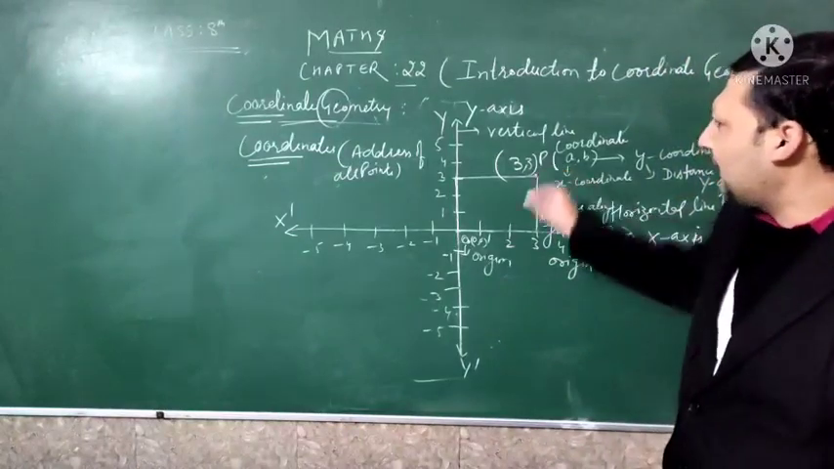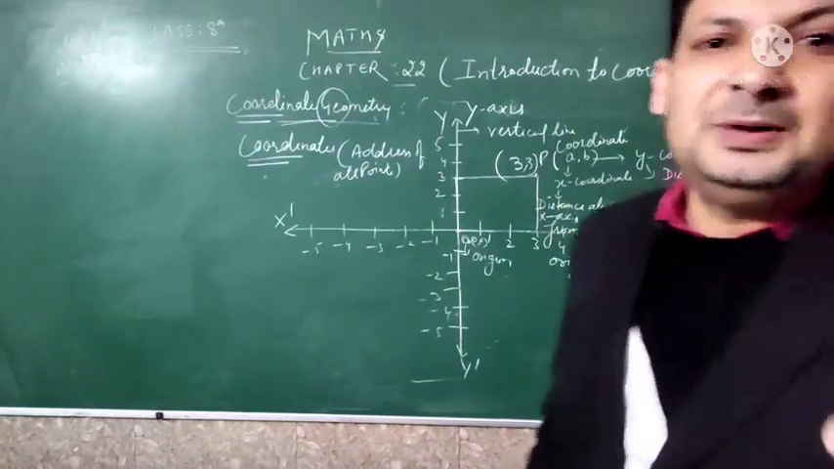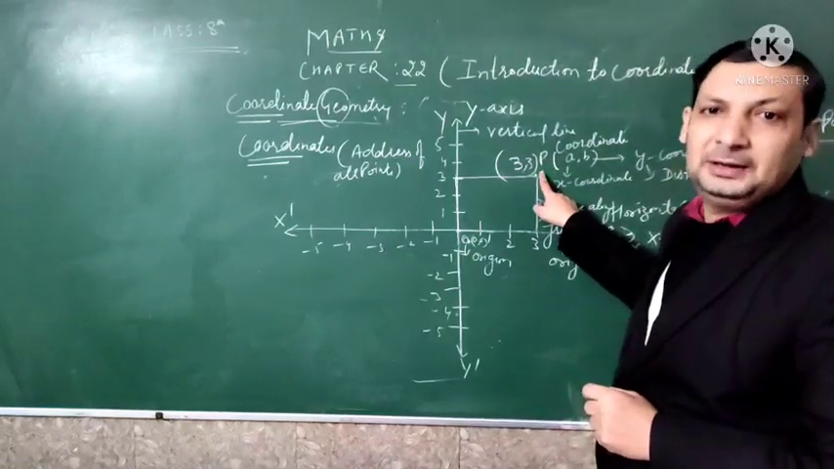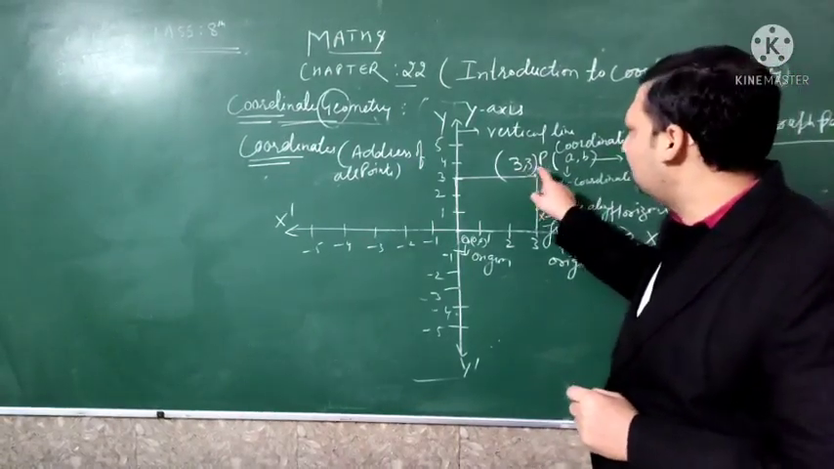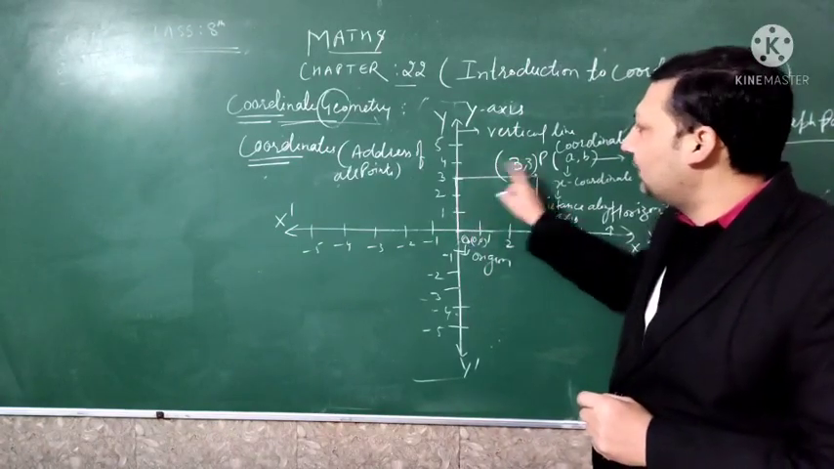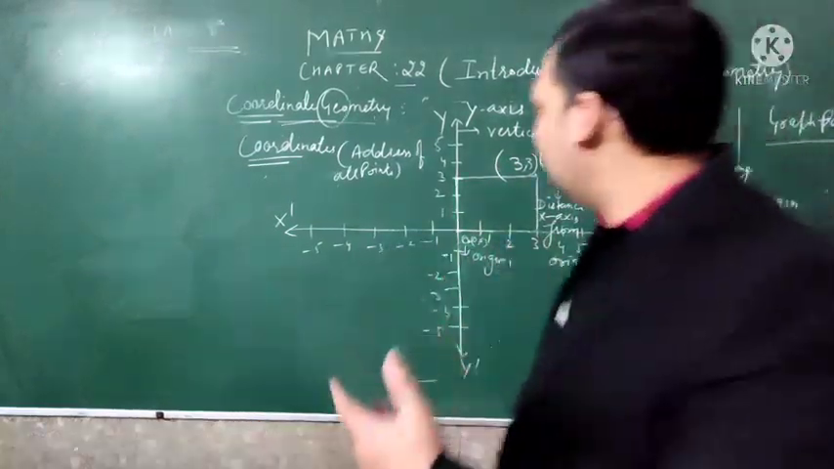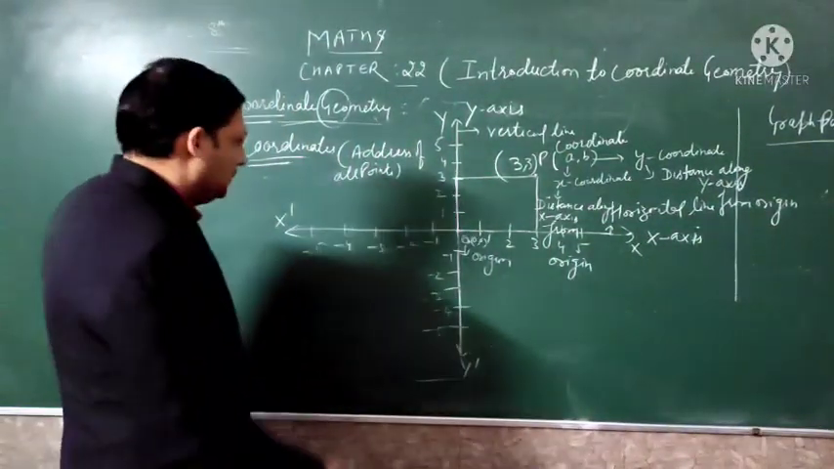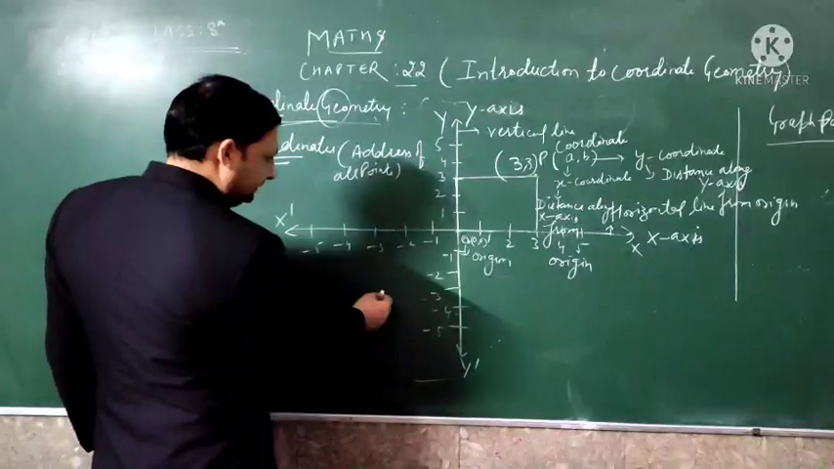So to locate any point, we need address. Means we need exact information of point P. So that is given by (3, 3). Means 3 is the x coordinate and 3 is the y coordinate also. Now we represent any more point. We want to identify.